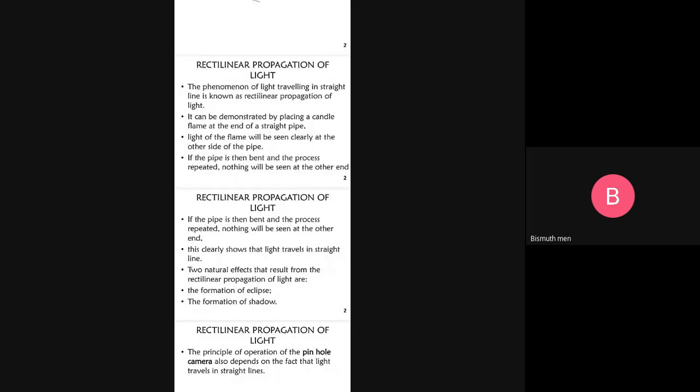Two natural effects that result from the rectilinear propagation of light are the formation of eclipse and the formation of shadow.